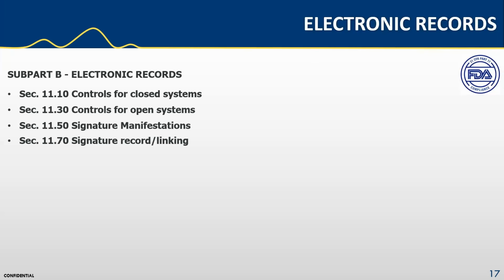Section 11.70, signature record linking. Electronic signatures and handwritten signatures executed to electronic records shall be linked to their respective electronic records to ensure that the signatures cannot be excised, copied, or otherwise transferred to falsify an electronic record by ordinary means. So there are a lot of tight controls about your username and your password, which is your electronic signature. The system should not allow any user with inadequate permissions to affect a signature by copying a signature from one document and attaching it to another.